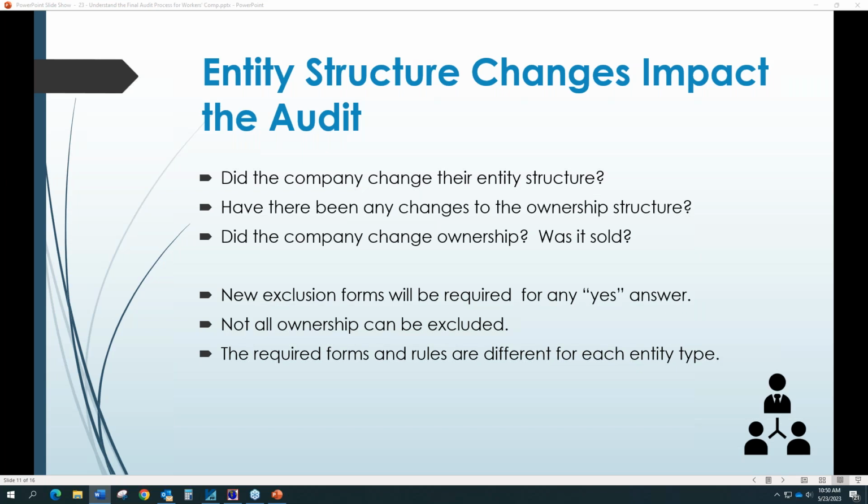For the example of the sole proprietor changing to an LLC, this is a perfect example of how exclusion forms affect the final audit so much. A sole proprietor is the only entity where the officer is automatically excluded from coverage. However, they're changing to an LLC with a few new owners. We would need updated exclusion forms for all new owners and that initial sole proprietor because they're no longer automatically excluded from coverage. Therefore, if we did not receive any of those forms at the time of the audit, all of the officer's payroll would be included.